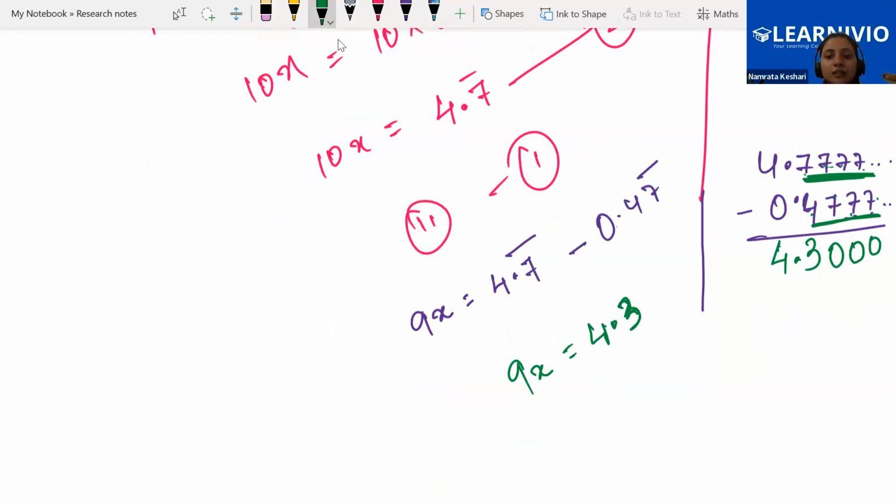Yes, Ayan. Now 4.3, now only I was explaining you when the decimal number is terminating decimal, it is very simple to write it in P by Q form. So is it possible to write 4.3 in P by Q form? Ayan and Sara, what to write over here? 4.3 को P by Q form में कैसे लिखें?